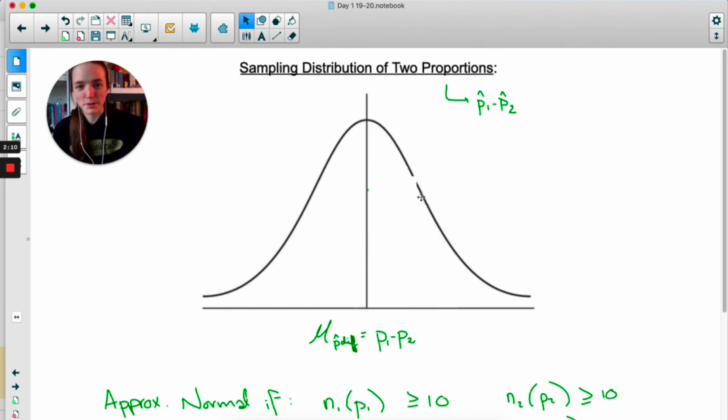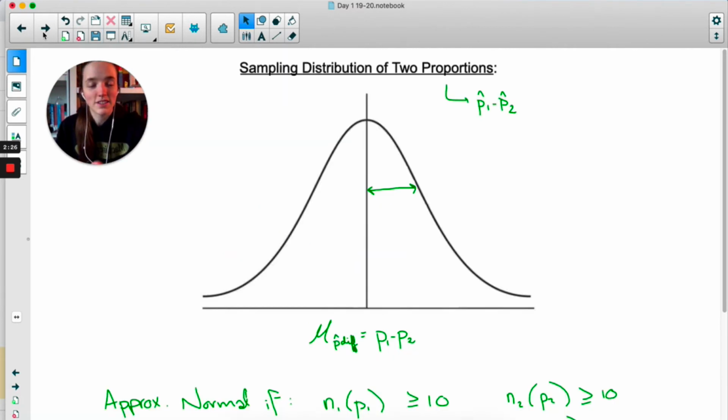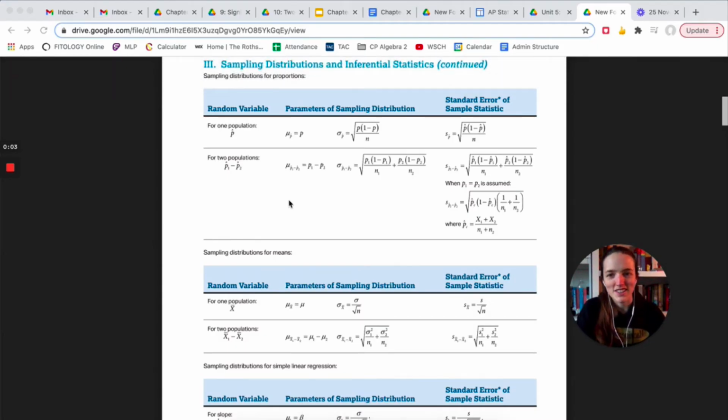Okay, and finally the spread. So when we're thinking about the spread or the variability of this distribution, we said before, we do not simply add standard deviations, we have to add the variances. Now if you've forgotten how to find the standard deviation for a sampling distribution of a proportion, I have good news for you. You have a formula sheet. So here you can see you don't have to memorize anything. You can just look at this row for two populations.